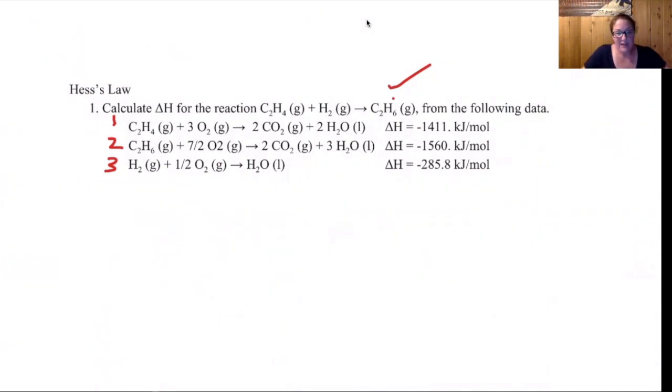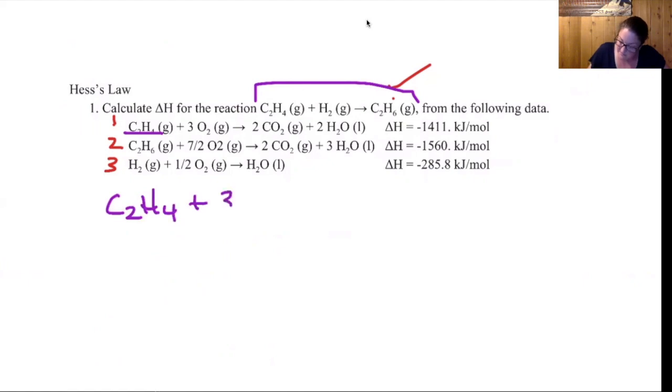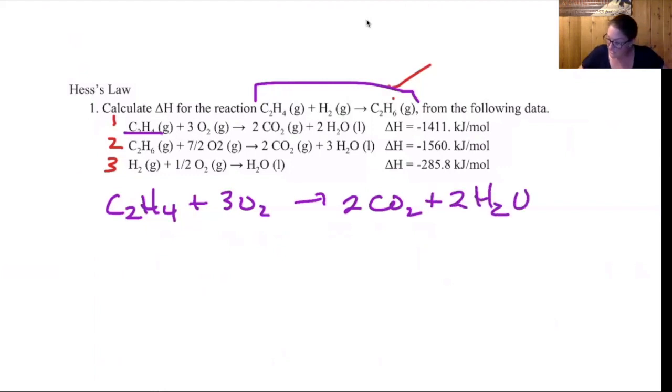I go through each reaction one by one, and I look at what does it have in common with the overall reaction. So first of all, this first reaction, reaction one, what does it have in common with my goal reaction? C2H4. Then I ask myself, do I have the correct number of them? 1 and 1, yes. Are they on the correct side of the reaction? Yes. So I don't have to do anything to that first reaction. So I'm just going to rewrite it. And since I didn't do anything to the reaction, I don't do anything to the delta H reaction.